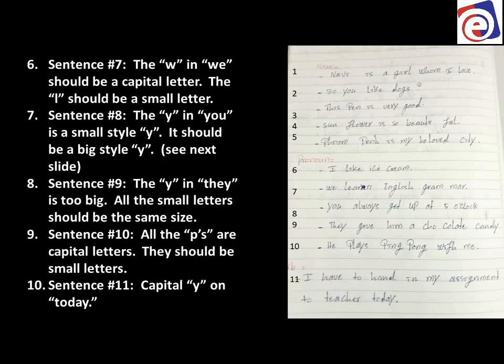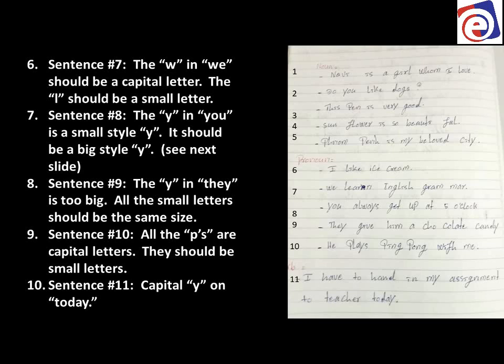If you look at sentence number 7, we learn English grammar. Okay, first of all, grammar is one word, and so no space between the two M's. Grammar, it's not grammar, it's grammar. And the W, the first letter of the sentence, must be a capital W, and it's not.